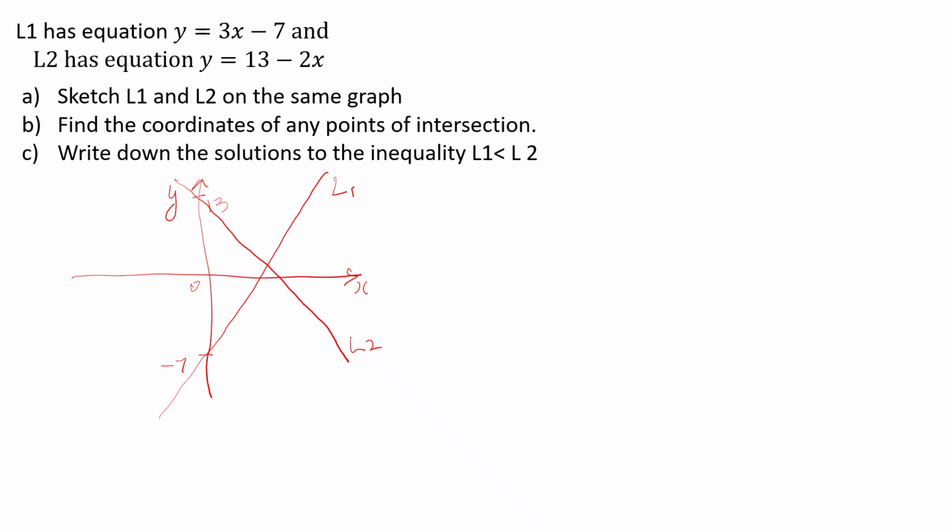We cannot use this graph to find the coordinates of intersection because this is a sketch graph. So for the second part, we need to solve both equations and find the coordinates of the intersection. So 3x minus 7 equal to 13 minus 2x. Both are linear equations, so we need to solve this using the simultaneous equation method. So rearrange this one.